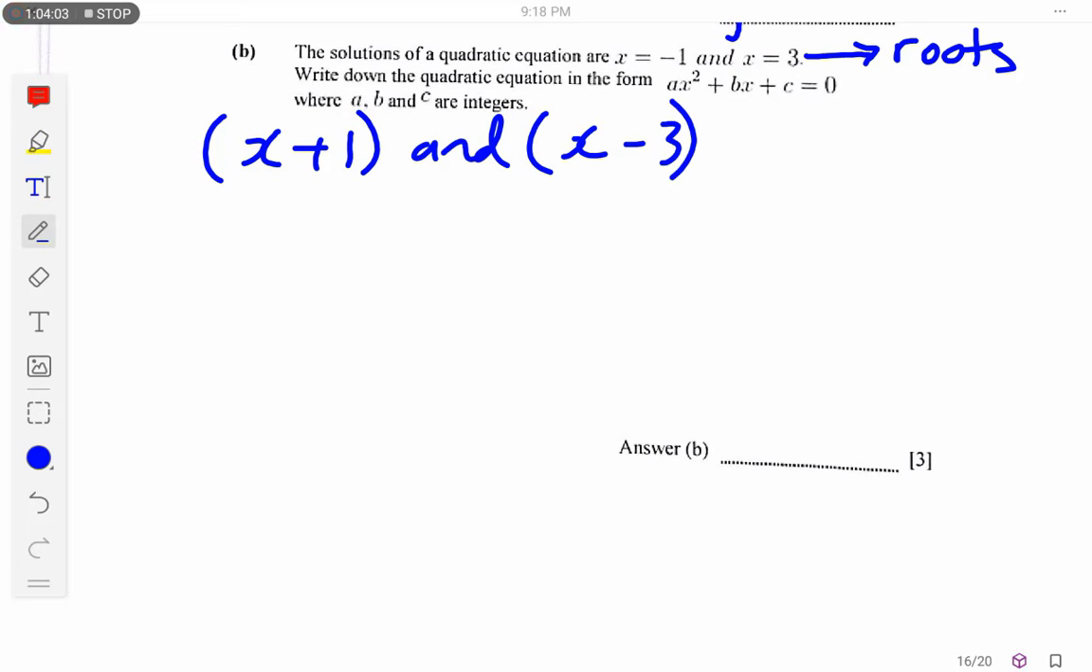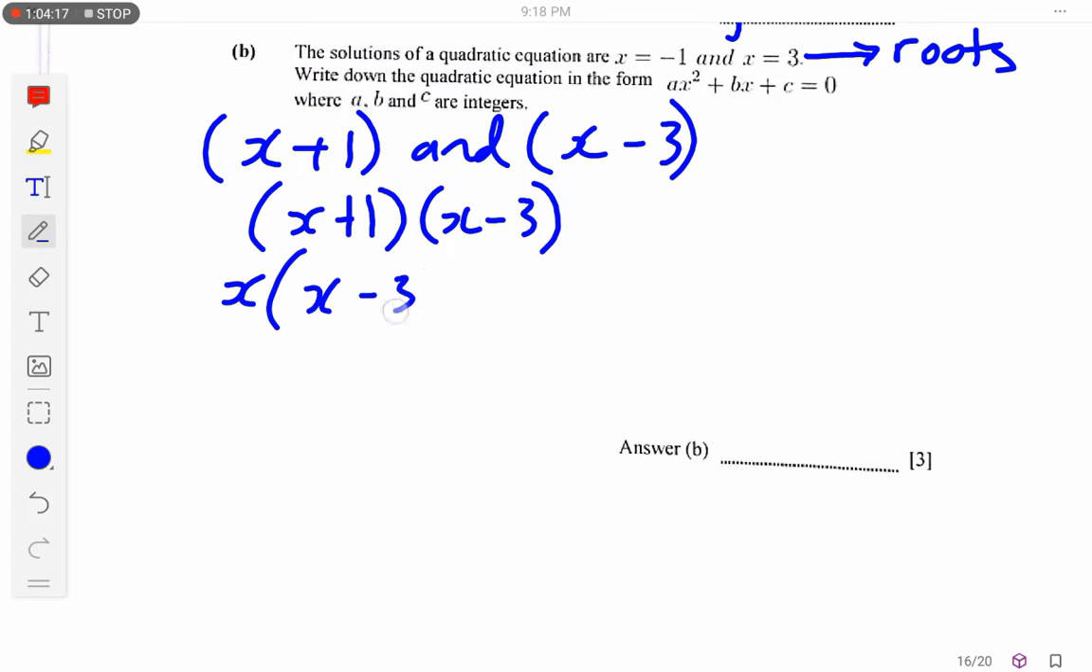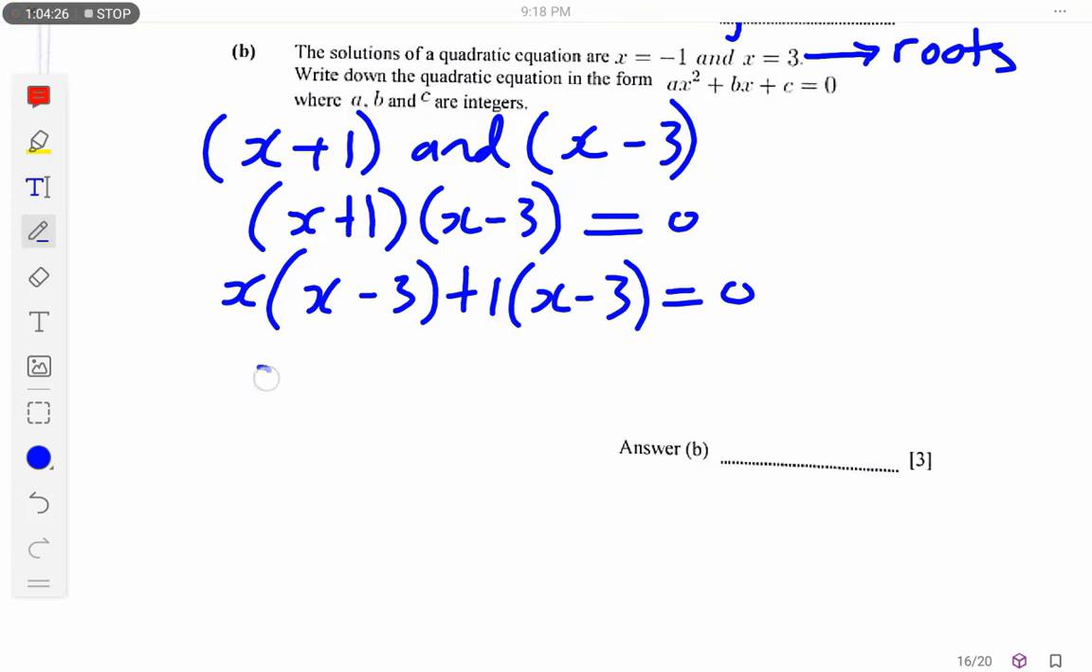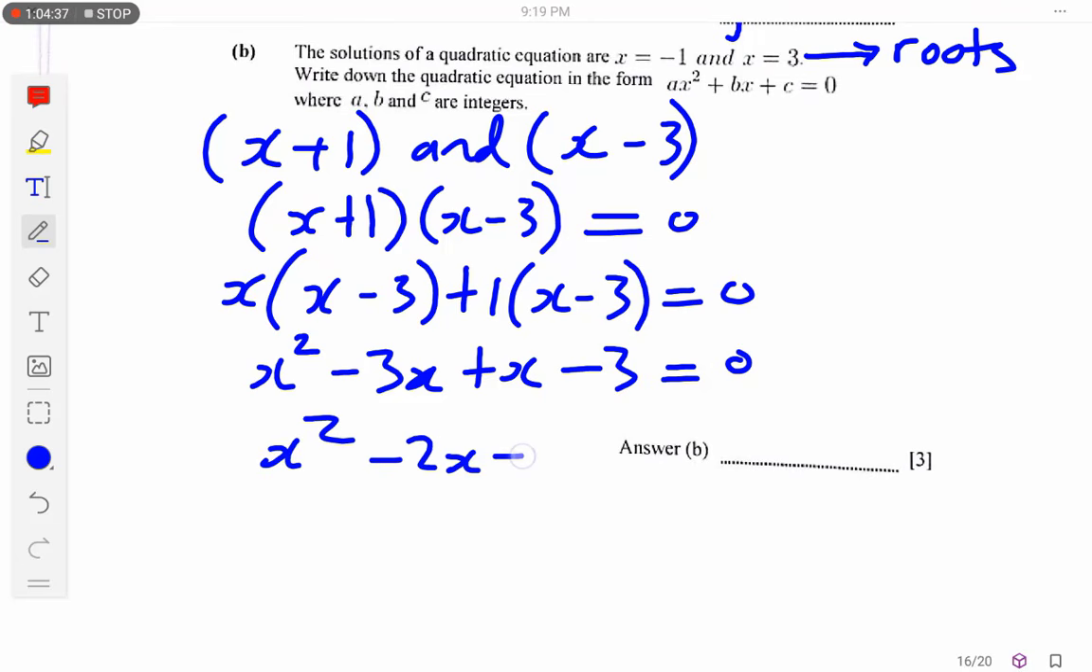Okay, so to find the quadratic equation in the form that has been asked, we can simply multiply x plus 1 by x minus 3, and this is equal to 0. So I can have x multiplying x minus 3 plus 1 times x minus 3. This is going to give me x squared minus 3x plus x, then minus 3, equal to 0. So I have x squared minus 2x minus 3 equal to 0. So I have written it in that form that they have asked.